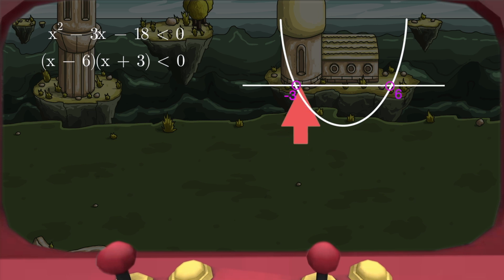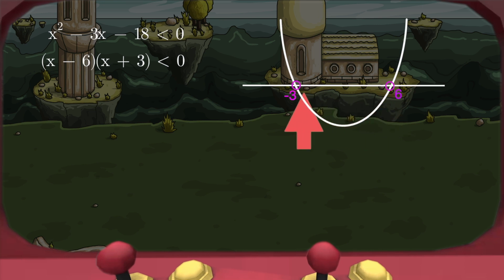From this point to this point. As you can see, it runs between the -3 and the 6. And like I said, we don't care about how low it goes. We just want to know from which value to which value is the parabola below the x-axis. So we can simply say that x lies between these two values.